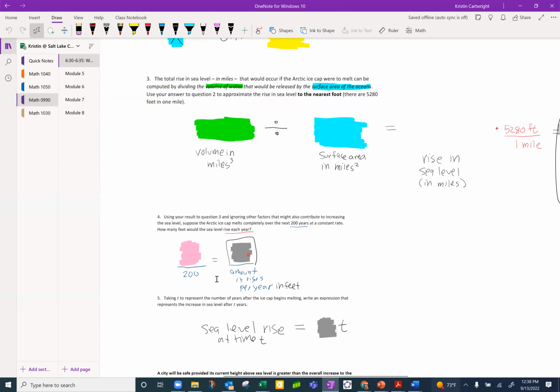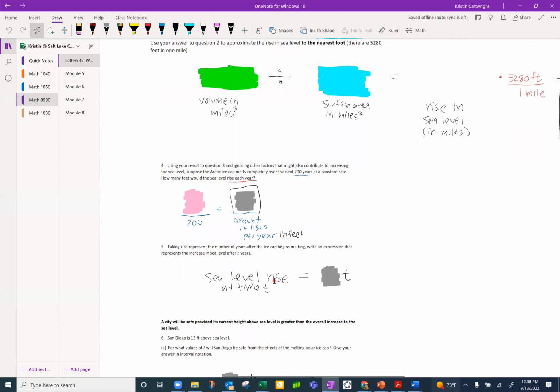Part 5 then tells us, let's make an equation out of that. Now that we know how much sea level would rise per year, let's make an equation in terms of t, where t represents years. You can write an f of x if you want, you can write a y. I just wrote words here. I said the sea level rise at time t is equal to this number, whatever you got for the gray box, times t. And that's really all it's asking for.